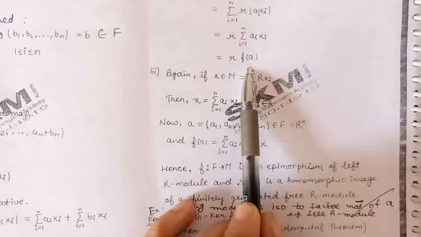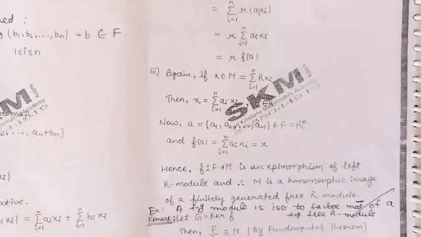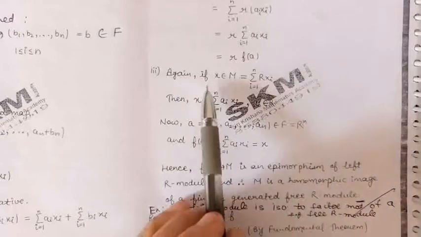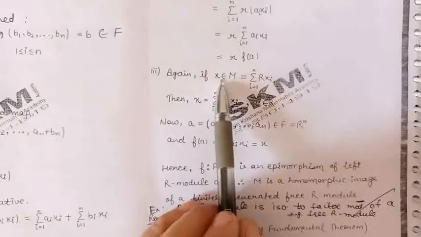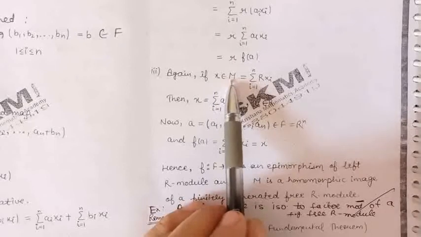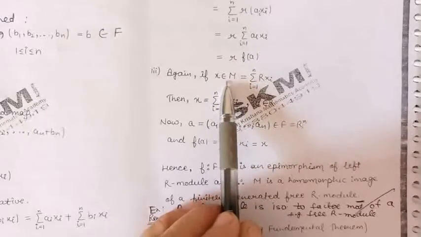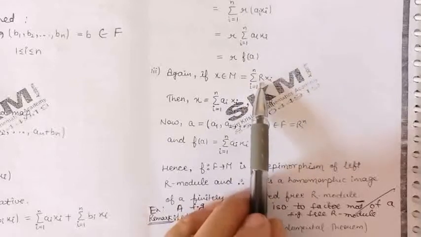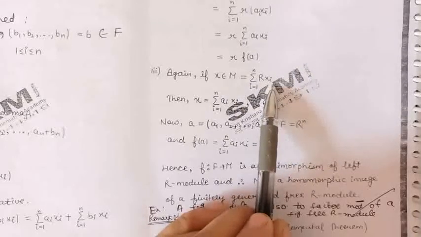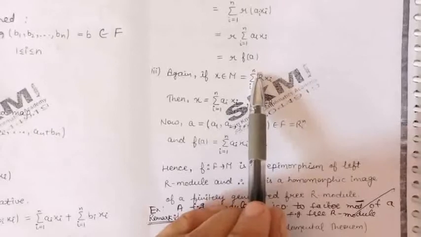Now next we prove that this mapping is onto. To prove this, let us take an arbitrary element x belonging to M. By definition, because M is finitely generated, it can be written as summation r i into xi, where i varies from 1 to n.